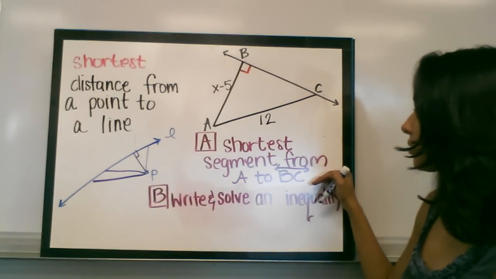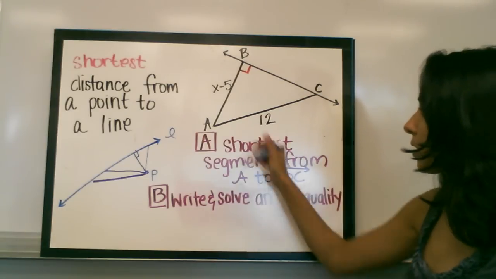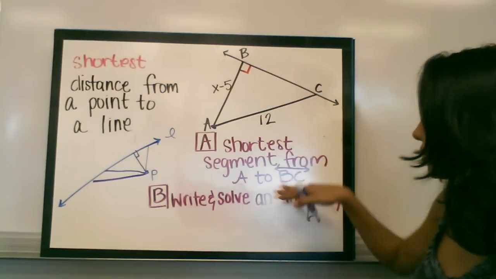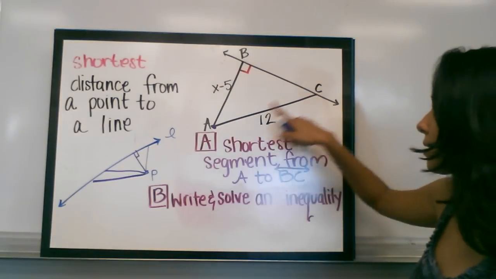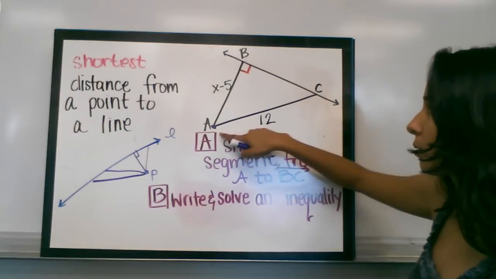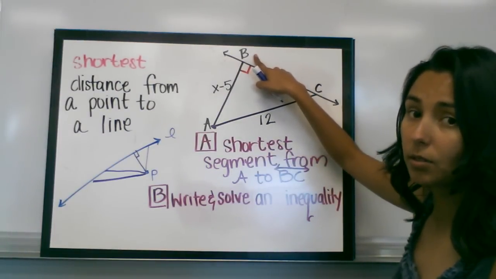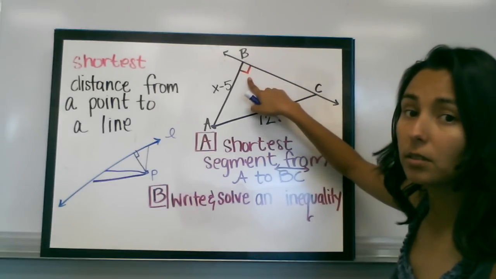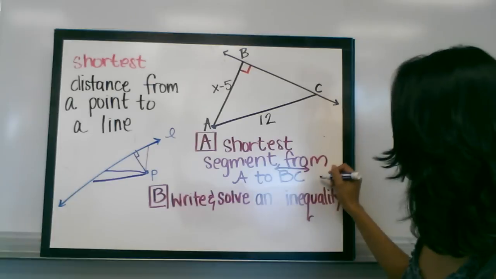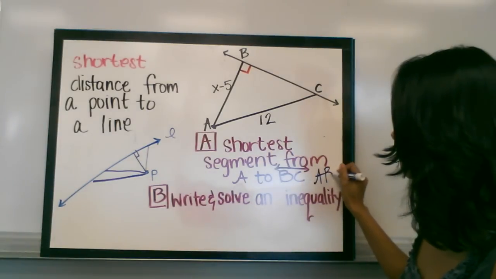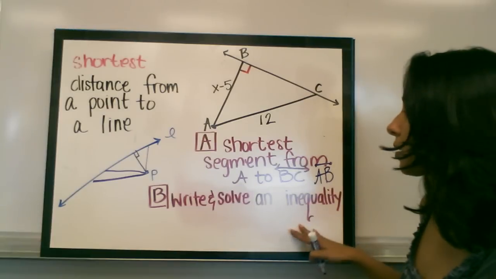Which brings us over here. You have the shortest segment from A to BC. A is this point out here, and BC is this line here. Is AC the shortest segment, or is AB the shortest segment? Well, AB is the shortest segment because it intersects at a 90-degree angle. It's the perpendicular line. So AB is the answer to that first question.